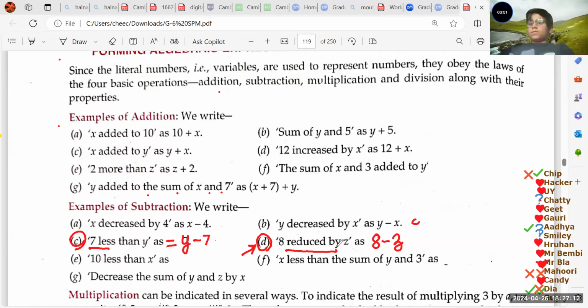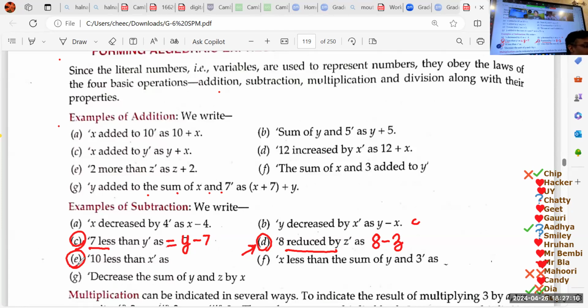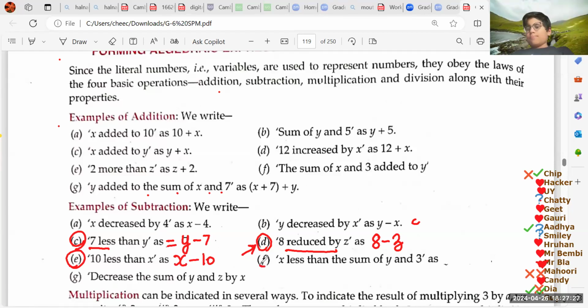Okay. So 10 less than x. Mahuri, what will be my answer? Sir, it will be x minus 10. It will be x minus 10 क्योंकि मुझे x को less करना है 10 से. So F part, everyone give me the answer in the chat.